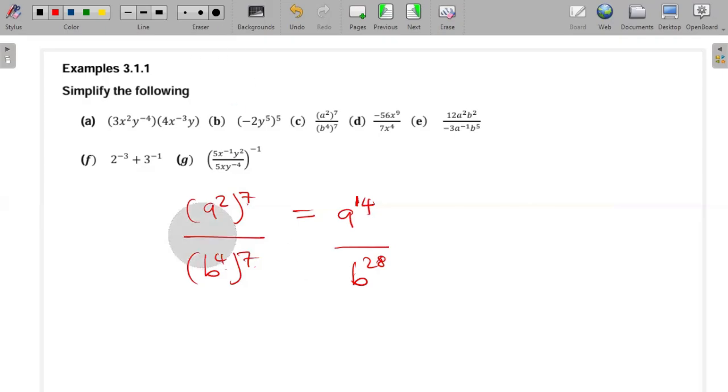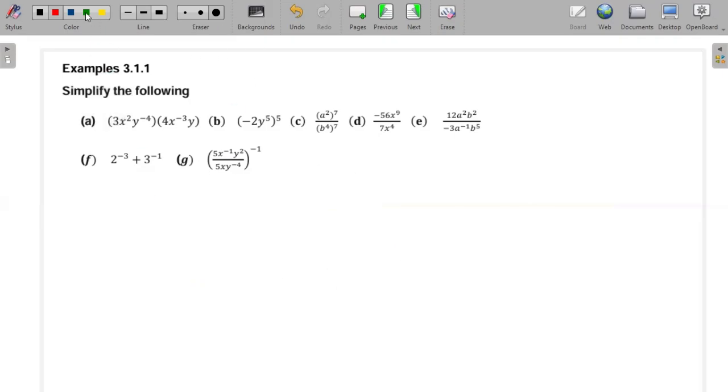Okay, then next we have negative 56 x to the 9th, divided by 7 x to the 4th power. So this is what I have. What do I do here? I can divide. The 7 goes into 56 8 times. So I have 8 here.